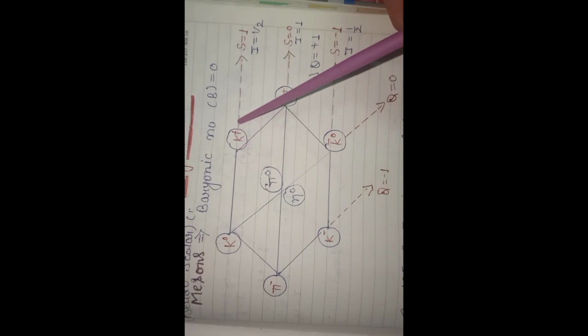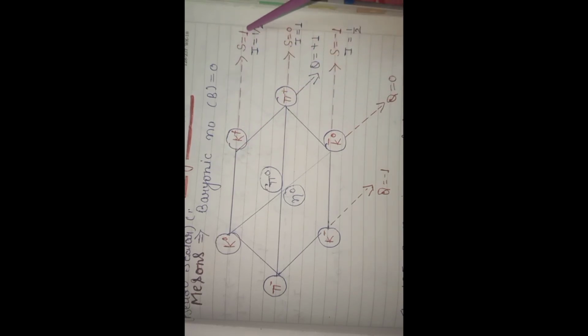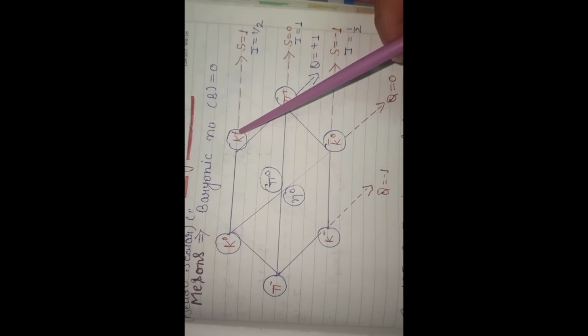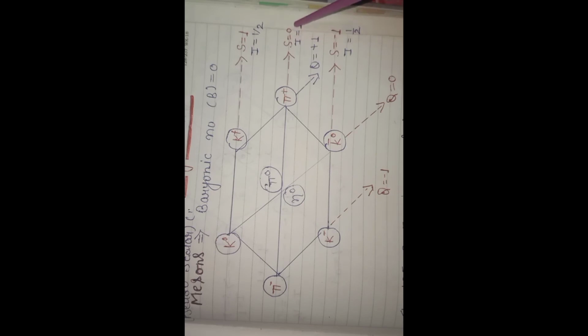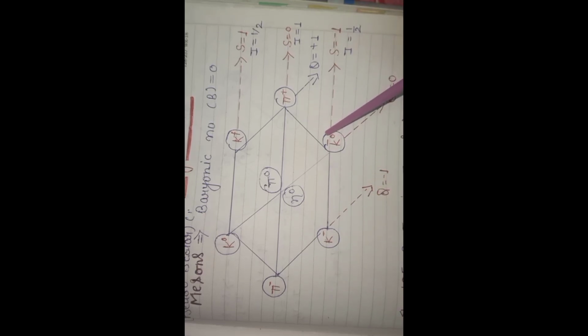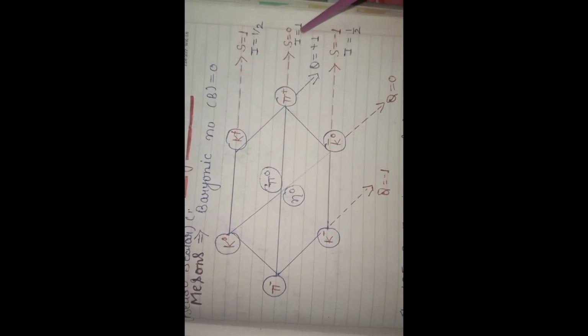If you move horizontally, then strangeness equals 1 for k naught and k positive. If you move in the second horizontal line, then strangeness equals 0 for pi negative, pi naught, eta naught and pi positive. If you move in the third horizontal line, then strangeness equals -1 for k negative and k naught bar. Similarly, isospin will be half for the first horizontal line, isospin equals 1 for the second horizontal line, and isospin equals half for k negative and k naught bar.